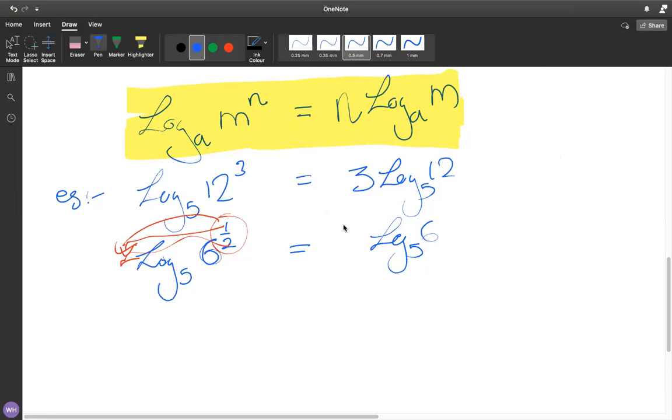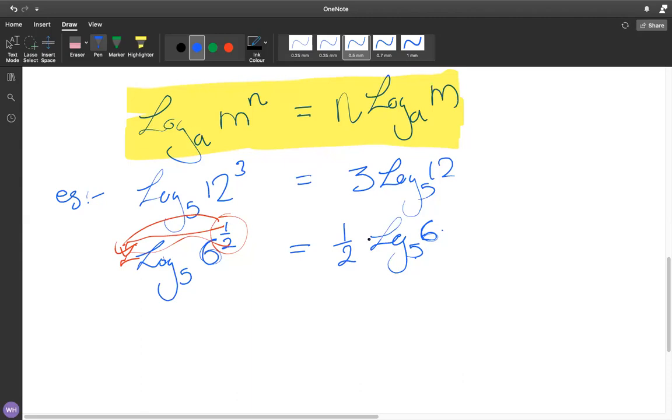Half log 5 to the power 6. No, half is correct. The way you read the other part is wrong. Half log 6 to the base 5. Okay, you read 2 to the power 3? No need. The way you read this part is wrong.